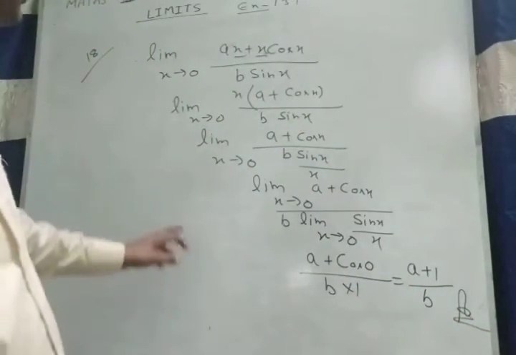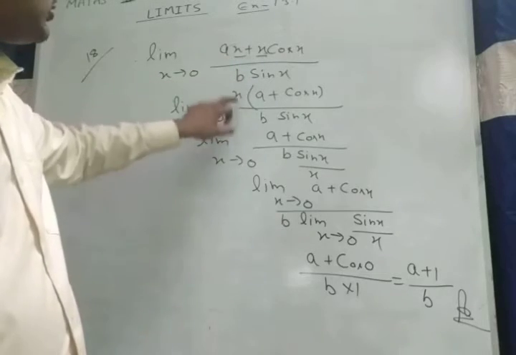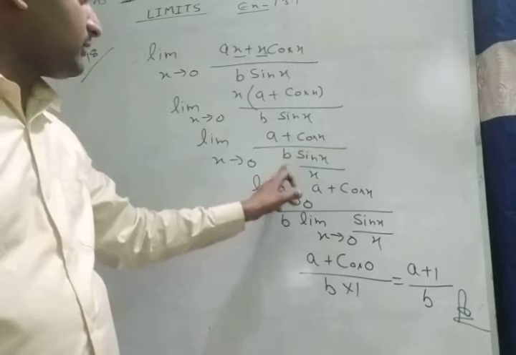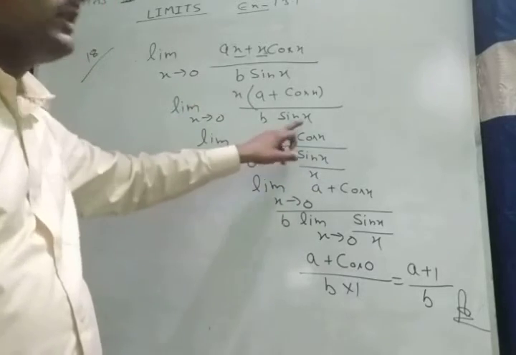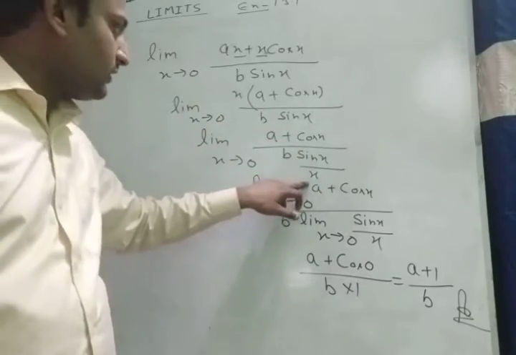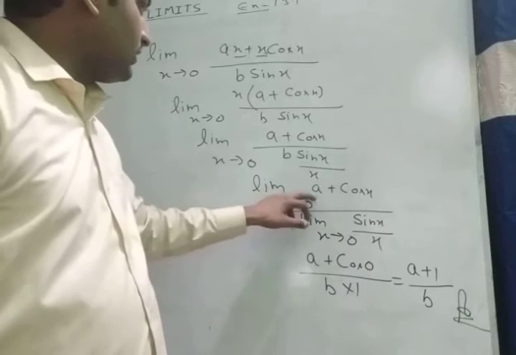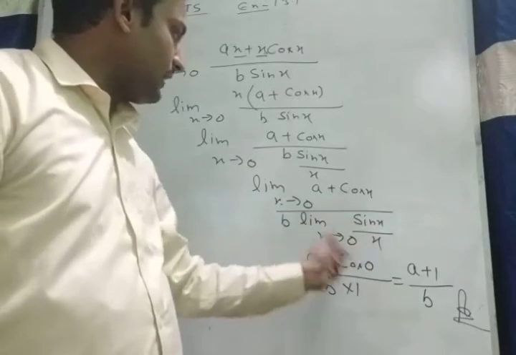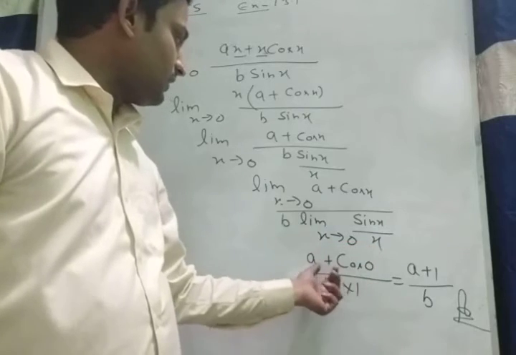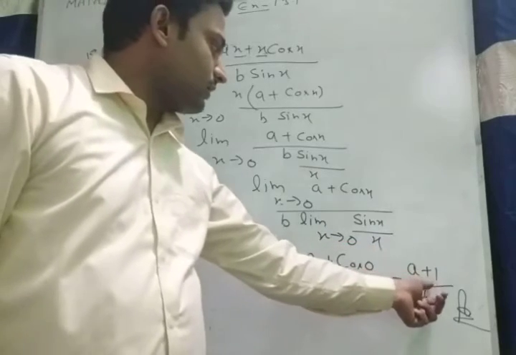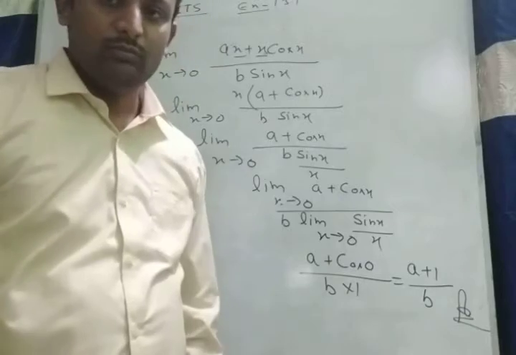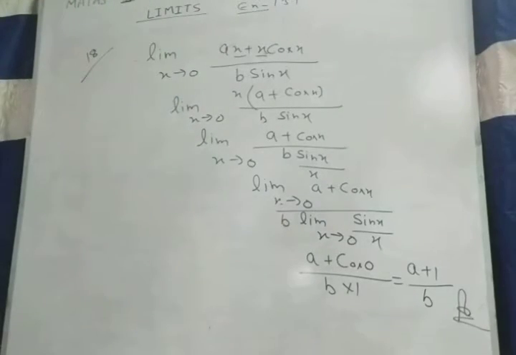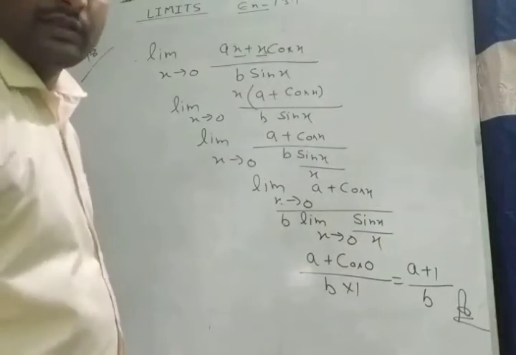First we have taken x outside: (a plus cos x) upon b sin x. This sin will be inside. So limit x tends to 0, a plus cos x, again limit x tends to 0 sin x by x. So this has the value of 1. So a plus cos 0 is 1, so (a plus 1) by b. Now we will see the next question.